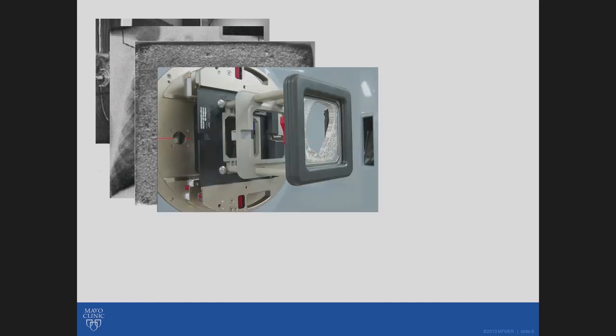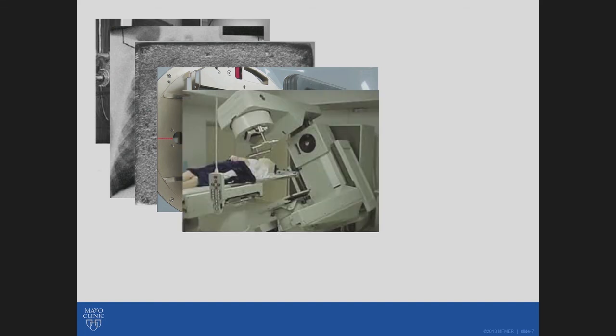But these used to be mounted on the machine head like this to shape the beam. A linear accelerator from, I'm guessing this one's about 20 years old. You can see where this would be mounted on the machine head right here. And things still kind of look like this, but they're a little more sparkly now.